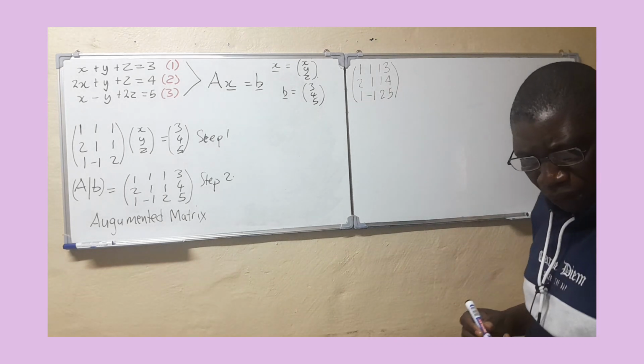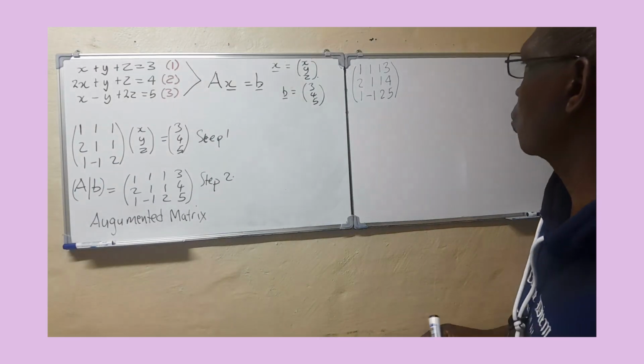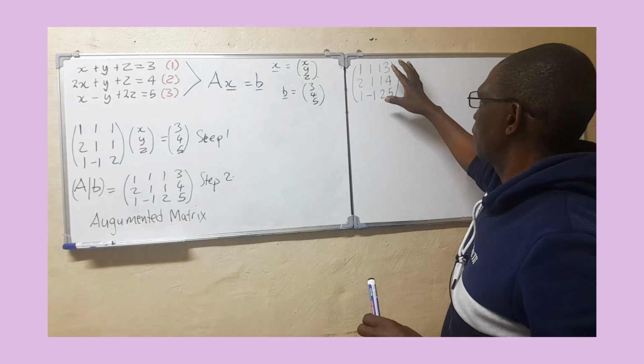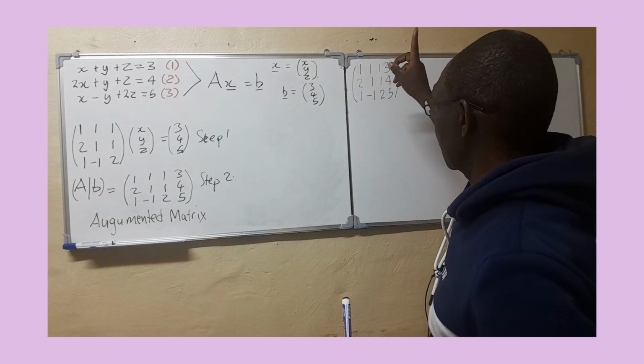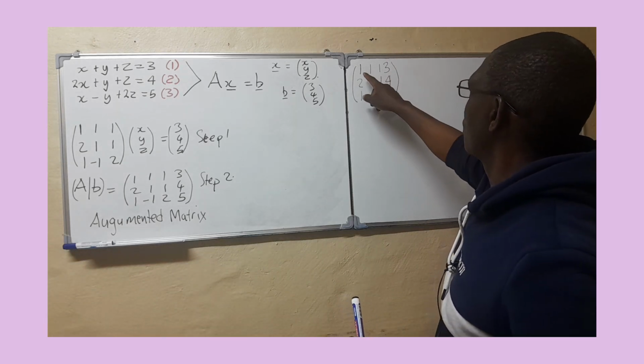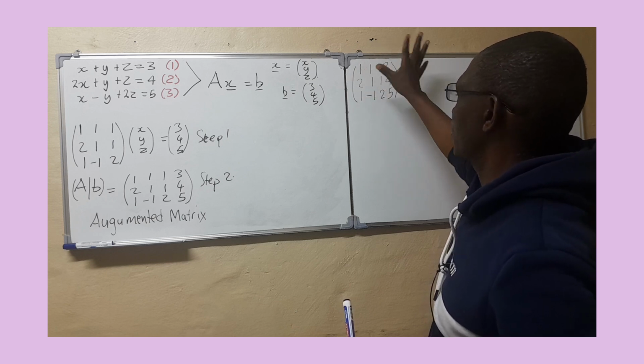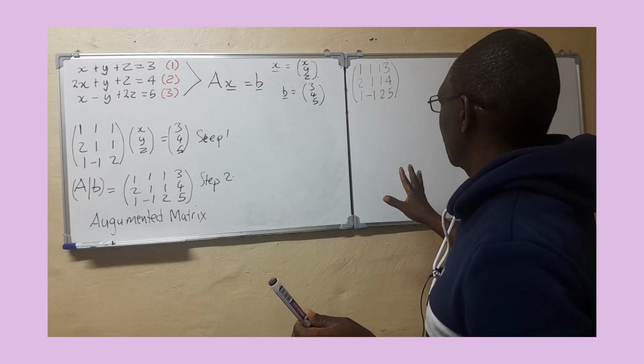Now, the idea here is to have leading ones in each column. In column 1, the first element there is our leading one. It's already there, so we don't need to do anything there.